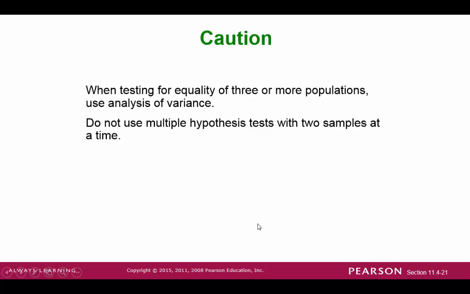Okay, so another caution: when testing for equality of 3 or more populations, we're going to use the analysis of variance. That's ANOVA. Don't use the multiple test statistics that we learned in chapter 9. One approach would be to compare 2 samples at a time, and then we would have to do about 6 comparisons. That's not the way we test for differences in 3 or more populations. So we're going to use the analysis of variance for that.